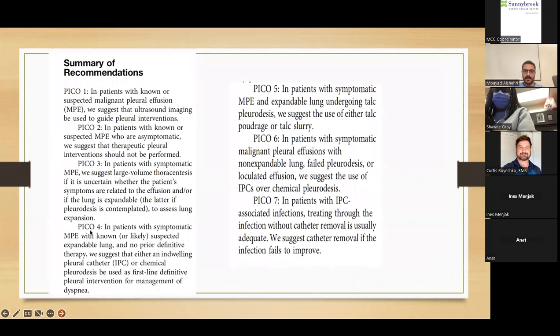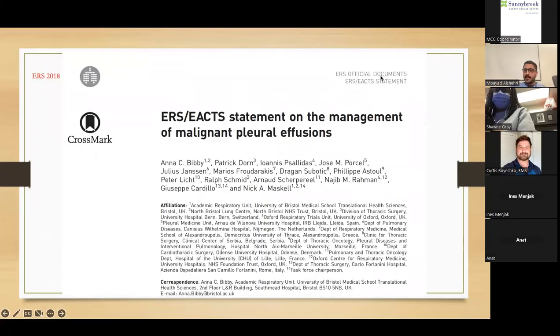So these are the summary of recommendations for the questions, and we already answered them. And in the same year, ERS also released a statement for the management of malignant pleural effusion. For the most part, it's around the same recommendations. It's just longer and not as fun to read.